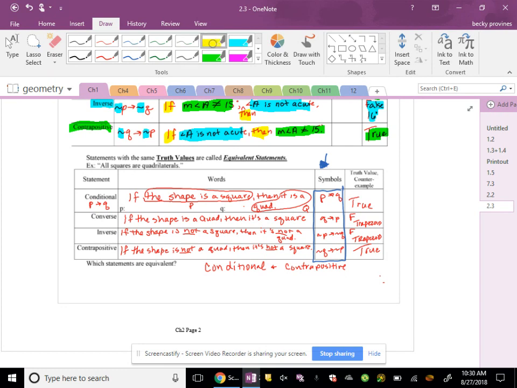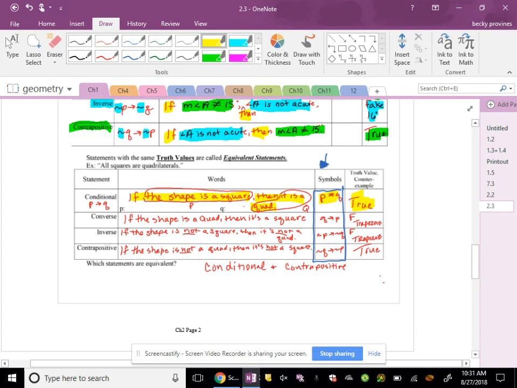All right, so let's read through these together. This question says, if the shape is a square, then it is a quadrilateral. Now, I can't say "if it is a square." I need to call it a figure, a shape, a quadrilateral. That's a big word, though. You have to call it something. Don't say it in the beginning part. We already said it was P then Q. So if it's a square, then it's a quadrilateral. All right, so that's true.